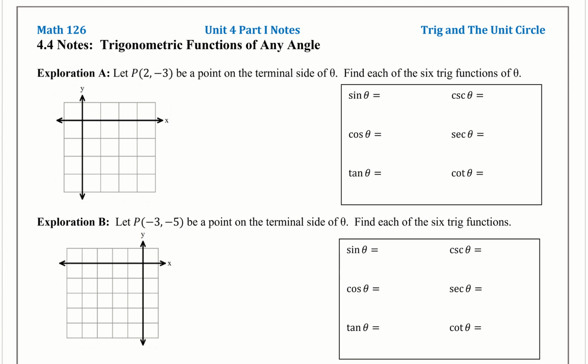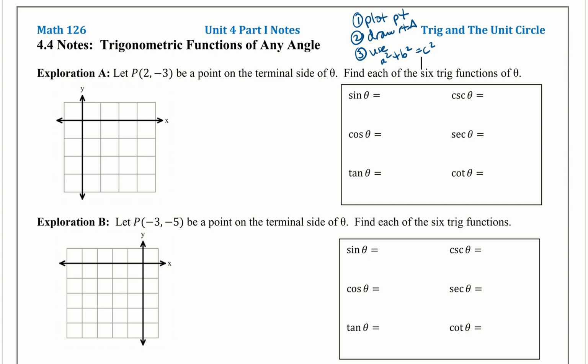Okay, so basically the strategy that we'll be using here is you'll be plotting the point and drawing a right triangle and using the Pythagorean theorem in order to find any missing sides. And then you're going to be able to find your trig functions. So why don't you use that as a little bit of a guide and try exploration A and B. Pause the video, and then when you're ready, you can restart it and see how I handle these.